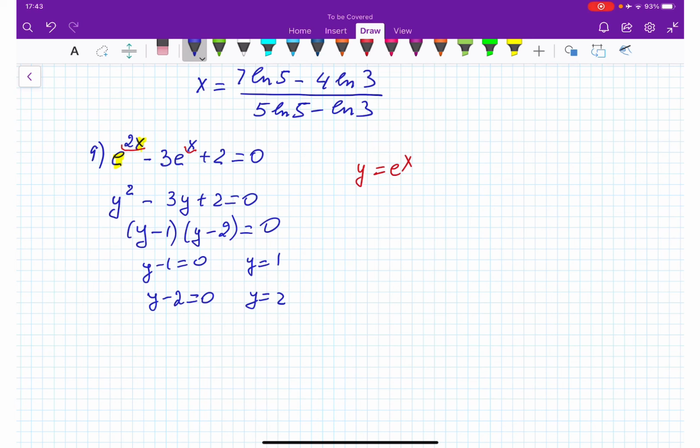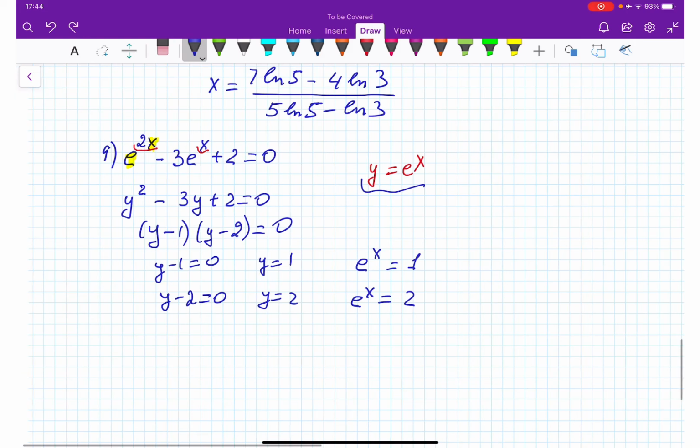Now, since we have the substitution, y is equal to 1 and y is equal to 2, I'm bringing back, since y is equal to e to power x, here I will have e to power x is equal to 1, right? And here I will have e to power x is equal to 2. So I replaced this y. What am I going to do from here? I'm going to use natural logarithm because I have e. The best is to use natural logarithm, because we know natural logarithm is by base e.